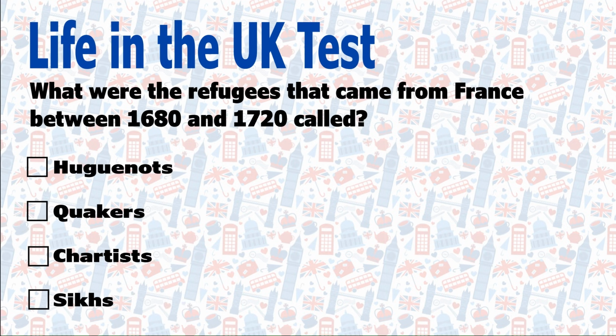What were the refugees that came from France between 1680 and 1720 called? Huguenots. Quakers. Chartists. Sikhs. Between 1680 and 1720, many refugees called Huguenots came from France. They were Protestants and had been persecuted for their religion.